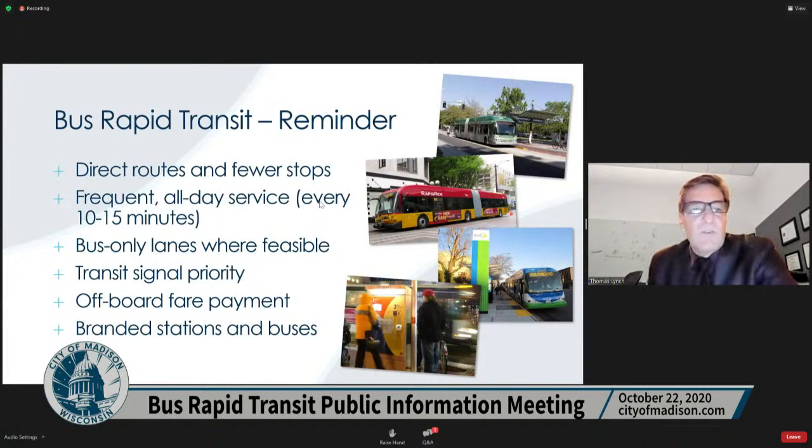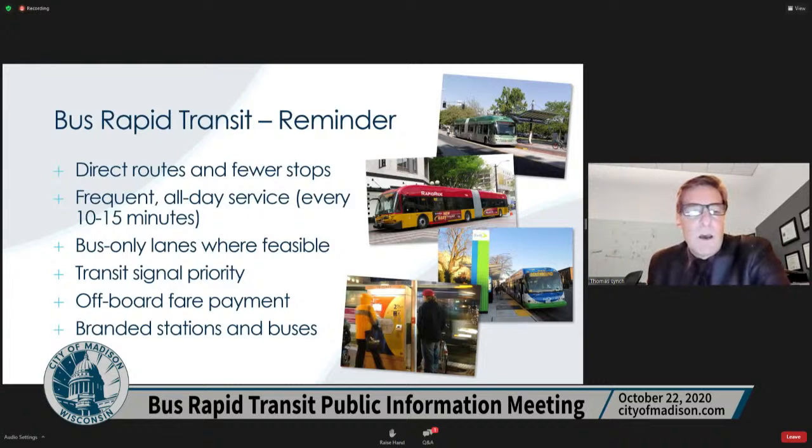Bus rapid transit gives direct routes and fewer stops, about every half mile. It provides frequent all-day service. This slide says every 10 to 15 minutes, but our plans are to have it even more frequent than that in certain parts of the core. We'll have bus-only lanes where feasible. The traffic signals will be timed so that transit has priority. As they approach a stoplight, they might be able to get a little bit longer green to keep them on schedule.